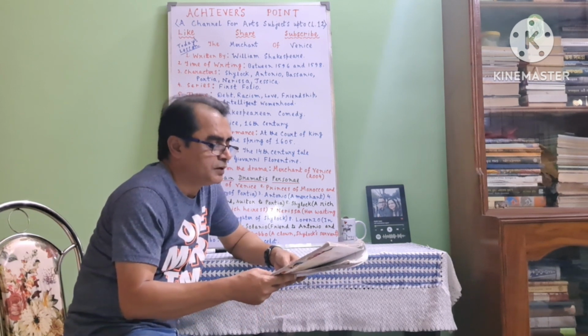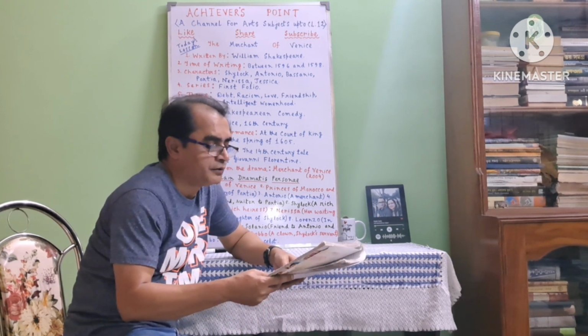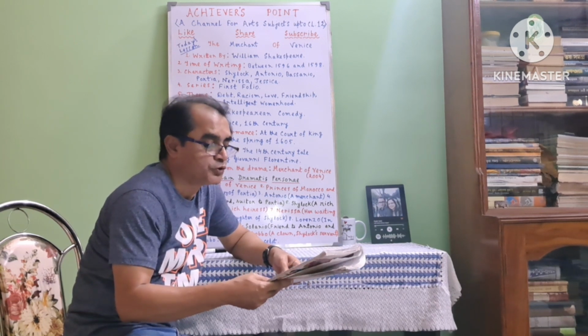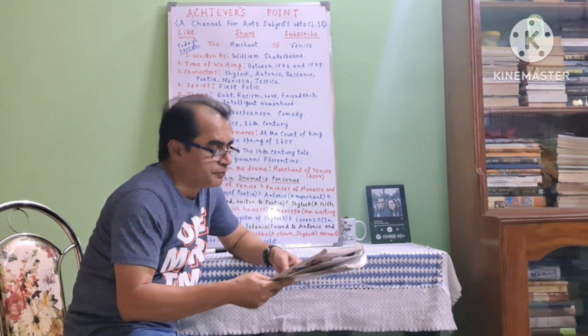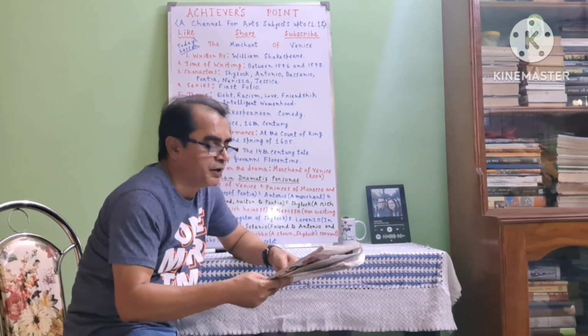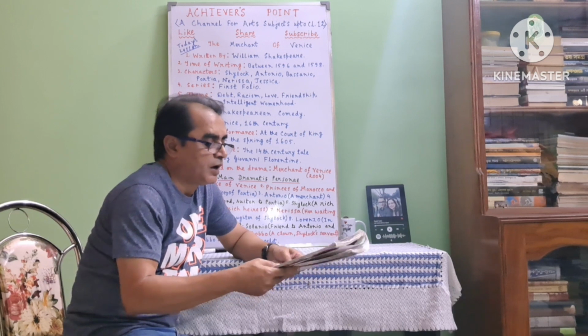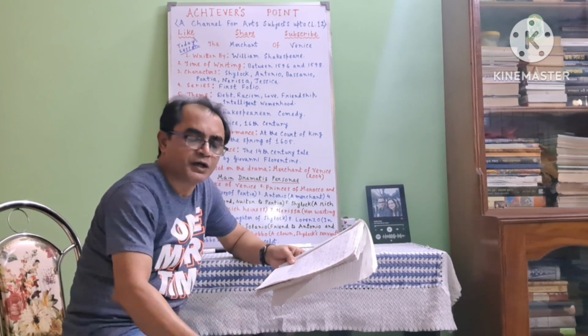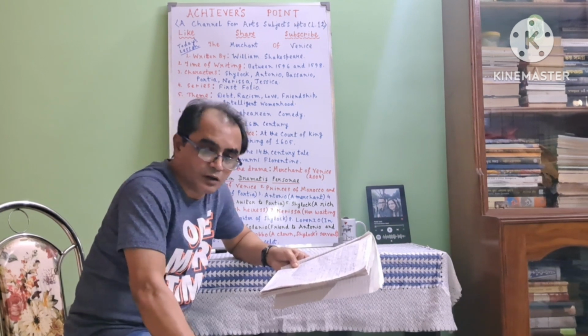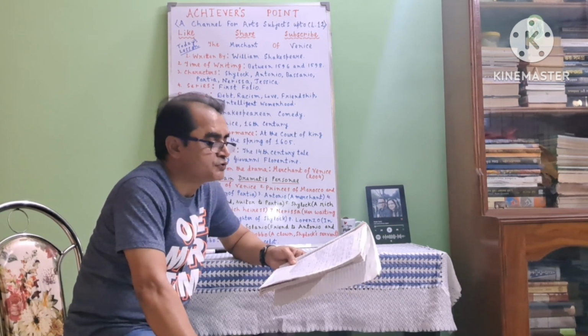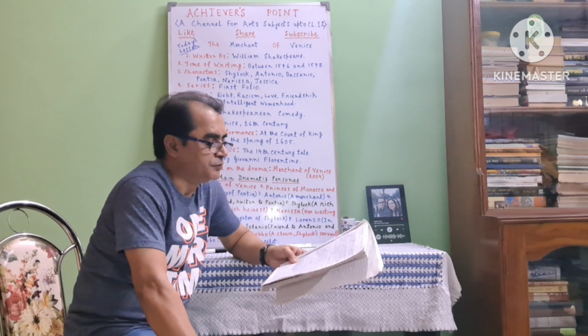Number 13. Gratiano and Nerissa, who was Portia's waiting maid, they also got married. That means the marriage also took place between Gratiano and Nerissa. And they exchanged rings: Portia gave a ring to Bassanio, and Nerissa also gave her ring to Gratiano.